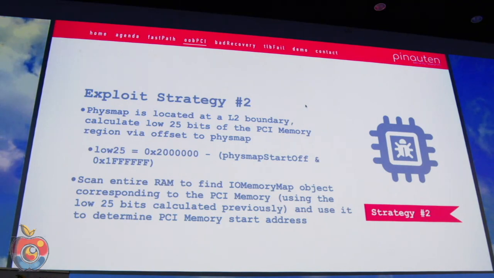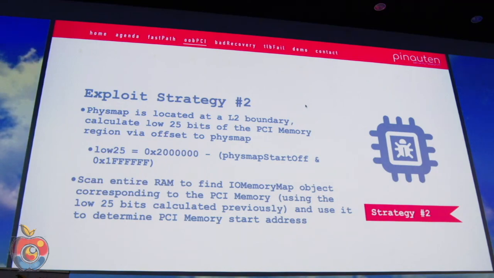We can verify that we found the correct one by checking the lower 25 bits, and we can also check the size of the I/O memory map object. And once we found that, we know exactly where our PCI memory is located. We can also check the vtable of that I/O memory map object and use it to find out exactly where the kernel is located and what the kernel slide is. Which means that we now have an arbitrary read-write in the kernel.